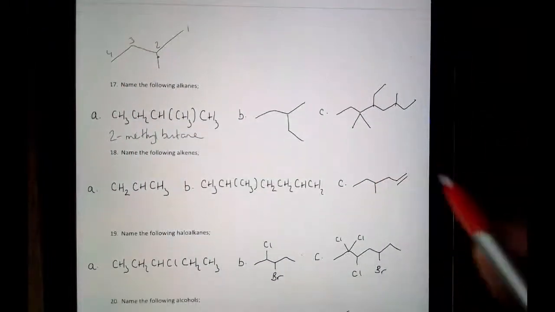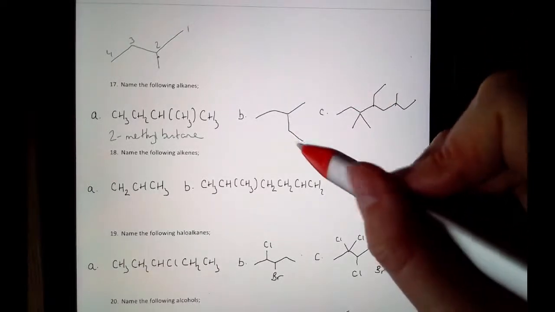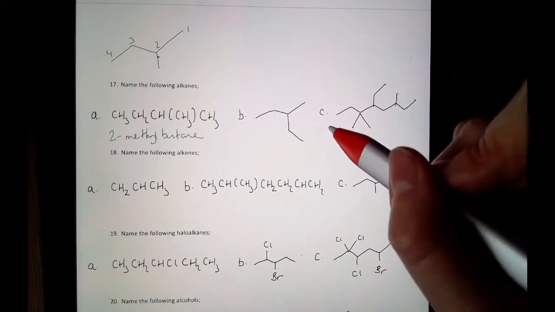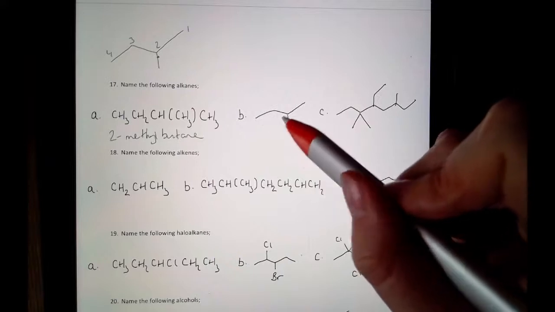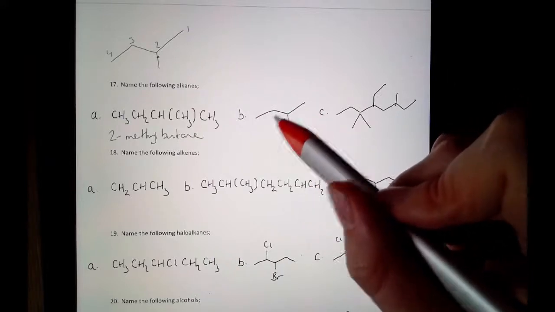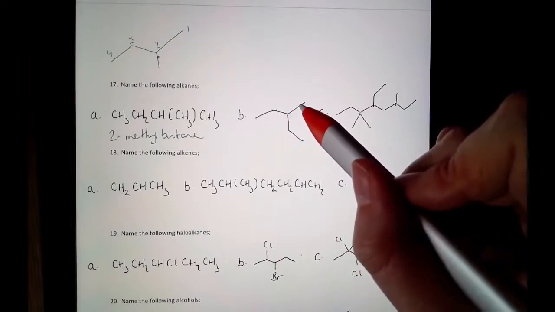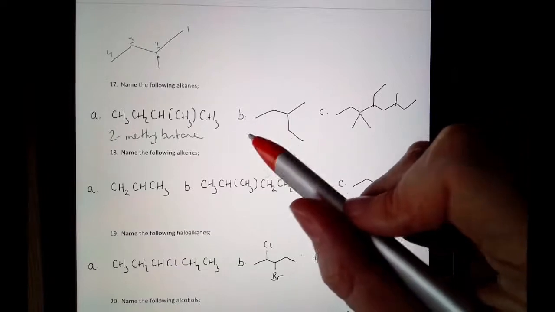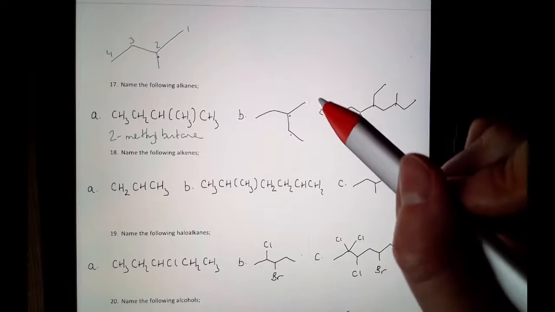The next one up, something similar, and I've already drawn this out for you. You've got another branch here, all right? But again, the first thing you need to do is find your longest chain, okay? The instinct is just to assume that this is your longest chain, but it might not be. And if we count, we'll see that you got 1, 2, 3, 4 carbons if you just go from left to right. But if I move down the chain, I get 1, 2, 3, 4, 5 carbons. So by moving down the chain, I've got a longer chain.